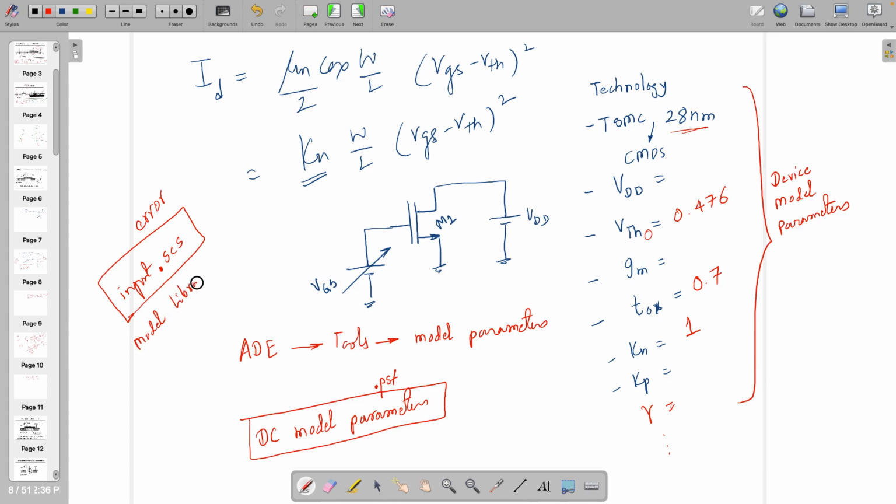So the model library path addition has to be done in ADE. In ADE, maybe in setup, there has to be a model library. In ADE go to setup, in setup go to model library, and there are various libraries you have to add. Those libraries are for this transistor. If you are taking it from TSMC 28 nanometer, how does it know that this is the 28 nanometer equation I need to follow? So you need to give that, and I believe everybody knows slow, fast, all these things. Yes or no, Abhishek?